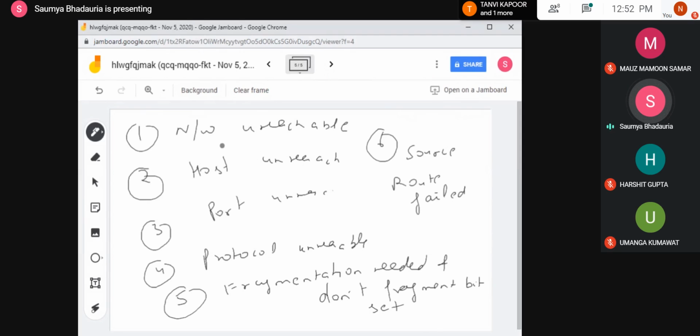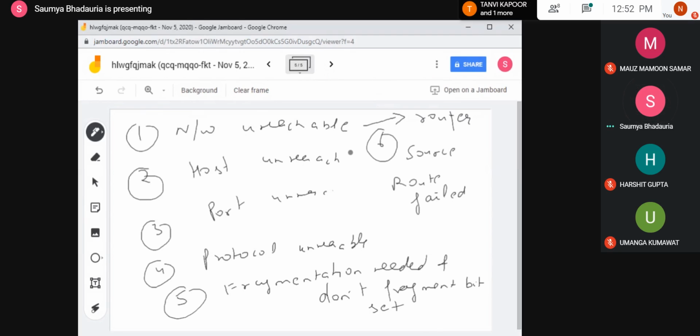So let's talk about the first factor, which is network unreachable. Now, network unreachable might be a reason of getting an ICMP destination unreachable message. Okay, who sends the network unreachable message? Your network unreachable message is sent by the router. Now, when a router sends a network unreachable message, it is saying that it has no way to reach the network or subnetwork which is specified in the destination IP address.